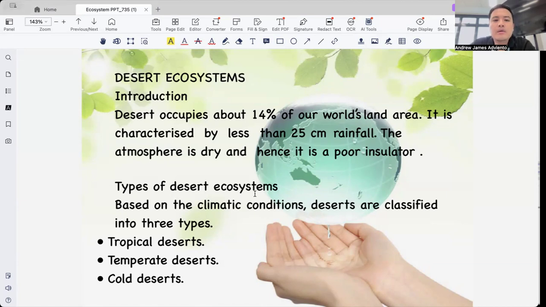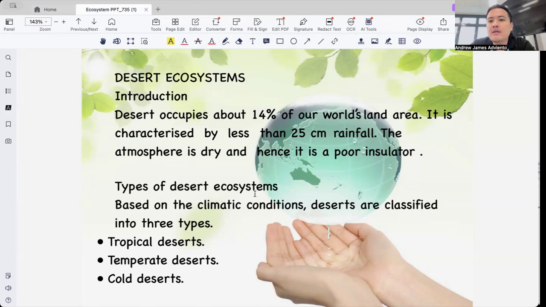Today, we will be exploring two fascinating worlds: the desert ecosystems and the aquatic ecosystem. Although I think we won't be able to cover all of the aquatic ecosystem, we will step on the lake ecosystem. So anyway, let's start with the desert ecosystem.